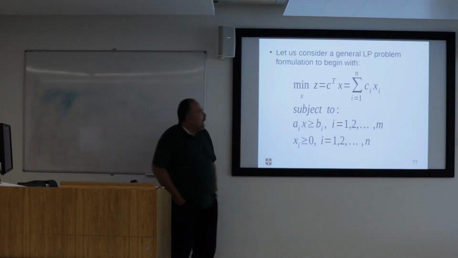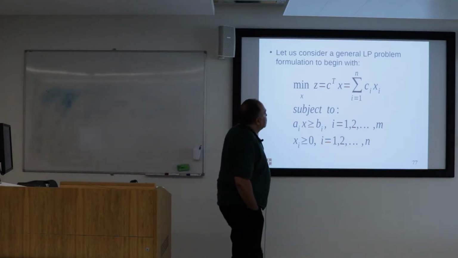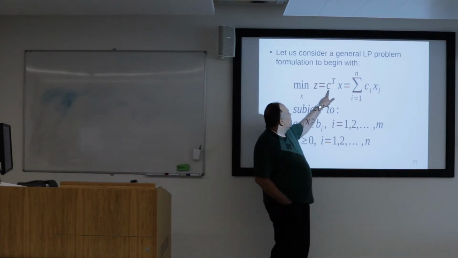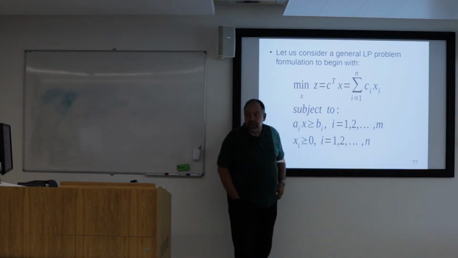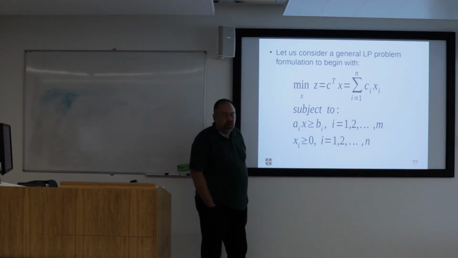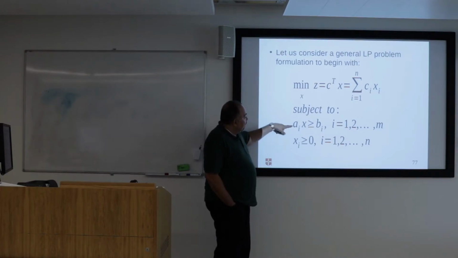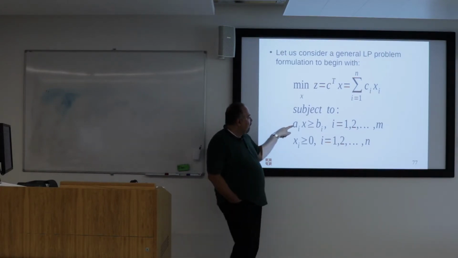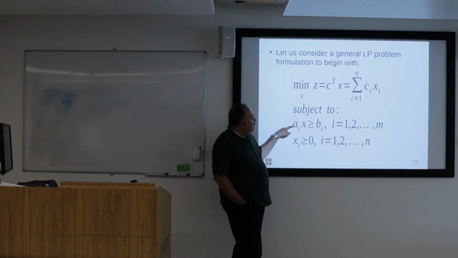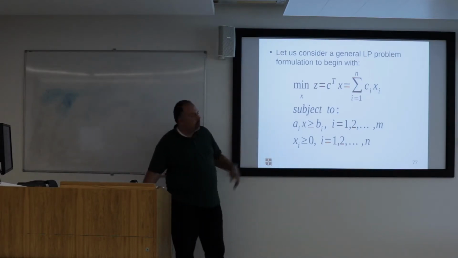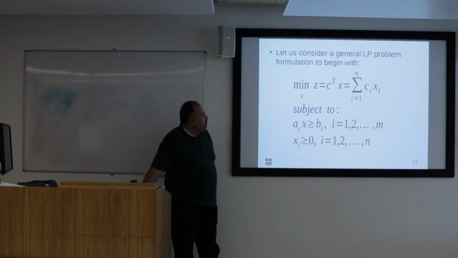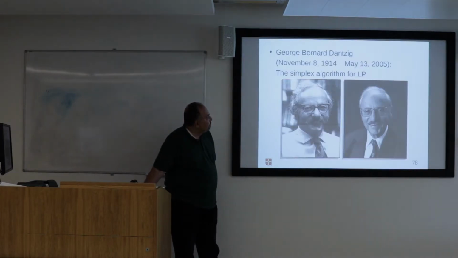So a general LP problem is formulated like this. C is a vector of constant coefficients which go into your objective function. X_i are your continuous variables that you want to choose optimally, and they're subject to linear inequality constraints and bounds, non-negativity bounds. This is a simple formulation, but general enough to demonstrate what I'm trying to show.